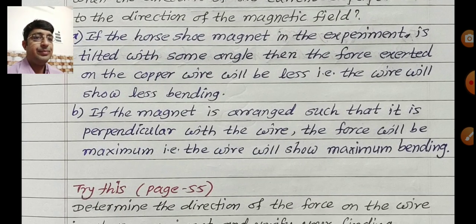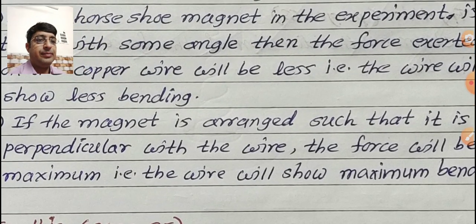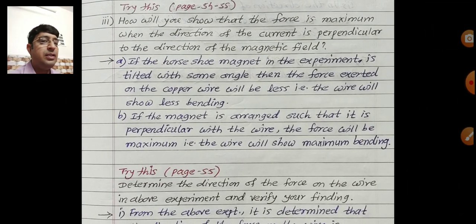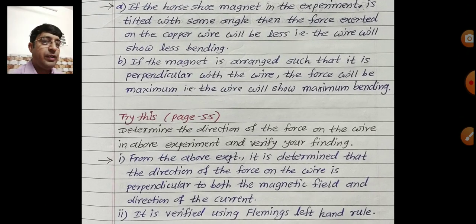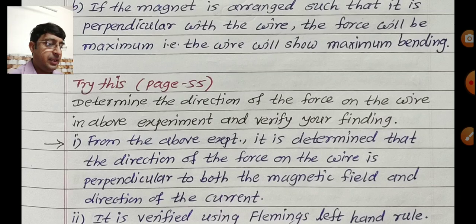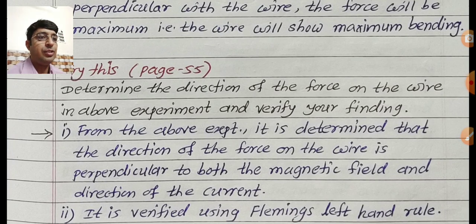Second point, if the magnet is arranged such that it is perpendicular to the wire, the force will be maximum. That is, the wire will show maximum bending. That is the answer to that given question. Now one more question is given for us related to this activity. Try this, on the same page number 55. What is that question? Determine the direction of the force on the wire in the above experiment and verify your findings.